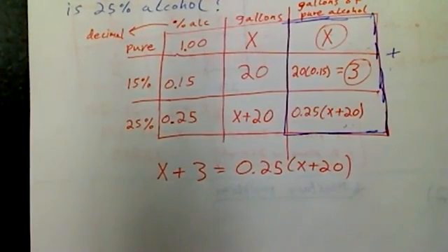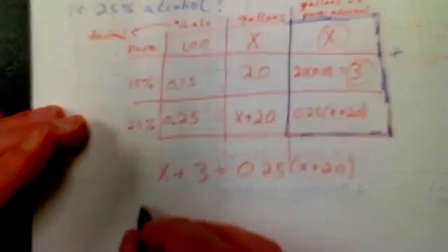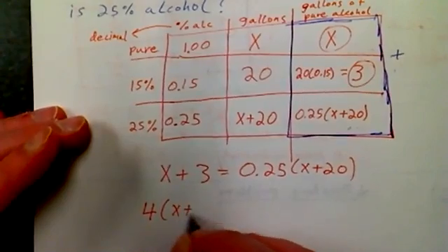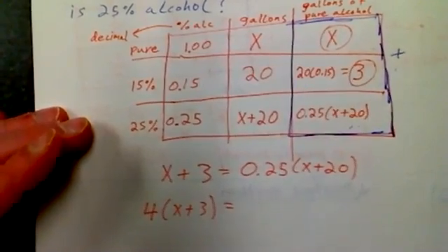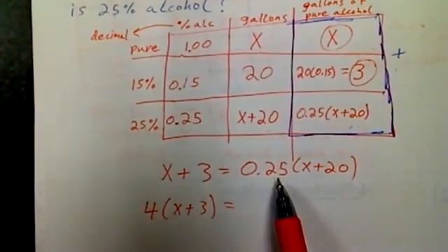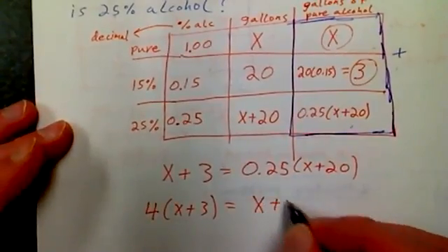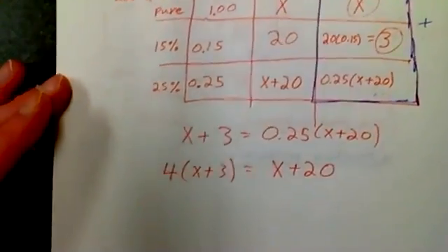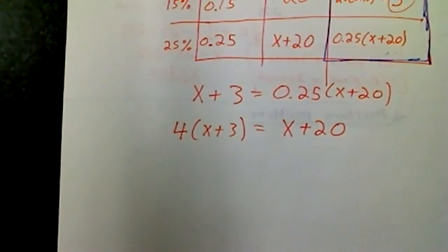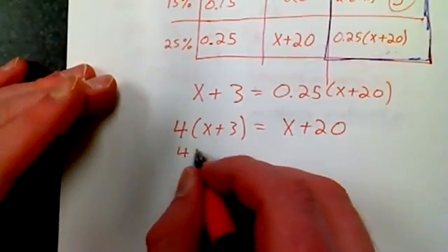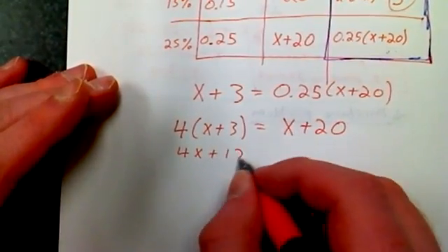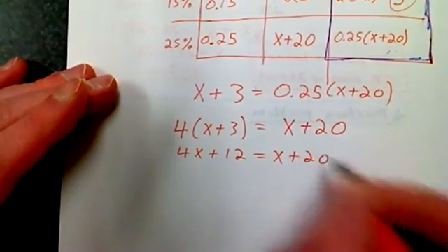okay? Now, I could multiply both sides by 100, but I know 0.25 is just 1/4. So I think it's going to be easier to just go ahead and multiply both sides by 4. Okay, 4 times 0.25 is 1. That just leaves me with X plus 20. Okay, so if you don't mind, I'll do it that way. Sometimes that's a little easier. And now it's just a matter of solving for X.